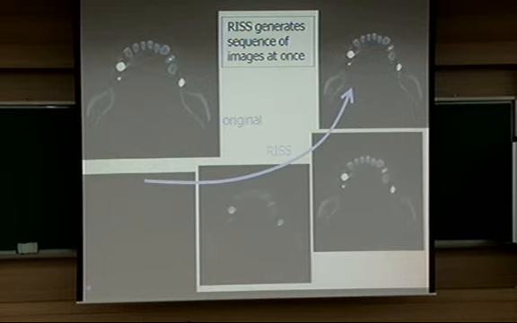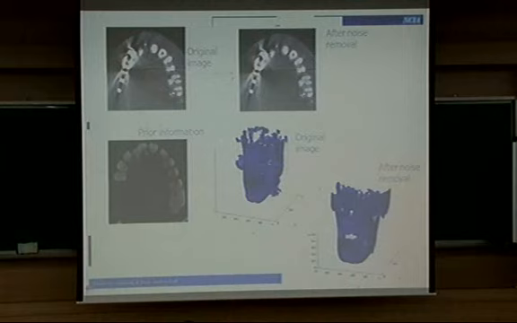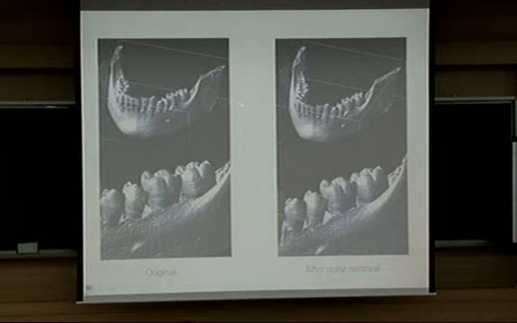Using that technique, the 3D reconstruction using the original image is this one. After noise removal, you can see there are just some teeth. Then this makes a 3D image. This is the original, this is with the noise removed. Maybe you can see some difference, but this one has no metal effect, so no halation like we saw in the picture. So this one is okay.